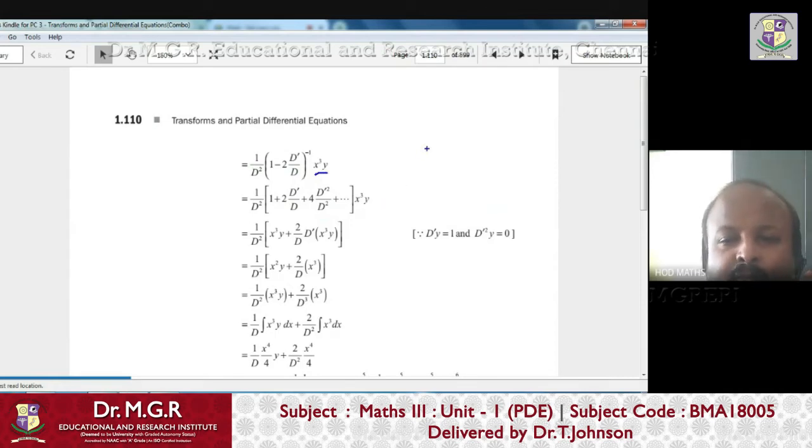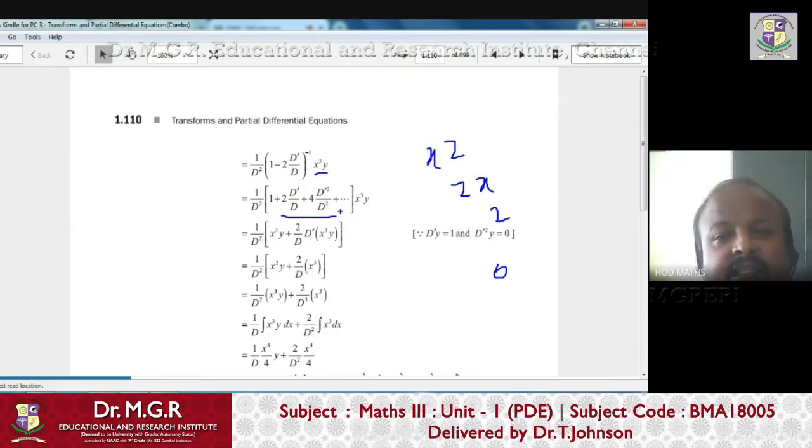Whenever a polynomial is of, suppose, order 2, if you differentiate one time it becomes 2x, if you differentiate a second time it becomes 2, and if you differentiate a third time it becomes 0. Similarly, even though this given series is an infinite series, writing the terms D cube, D power 4 is immaterial, because we have to differentiate this term with respect to D dash and D dash square. After some differentiations, the polynomial automatically becomes 0.